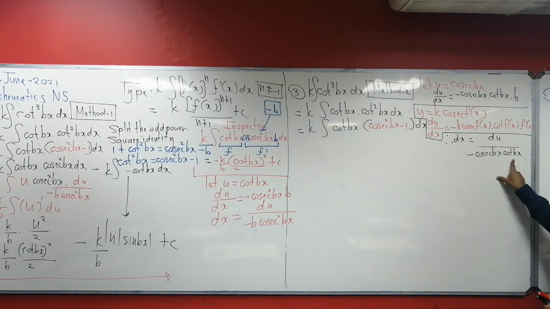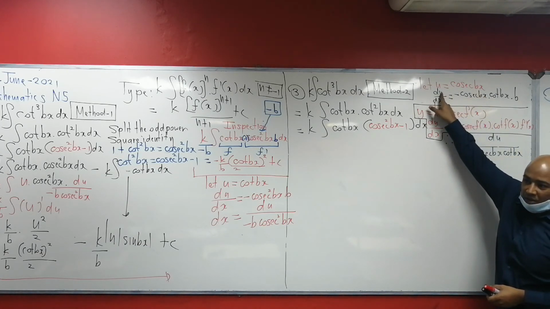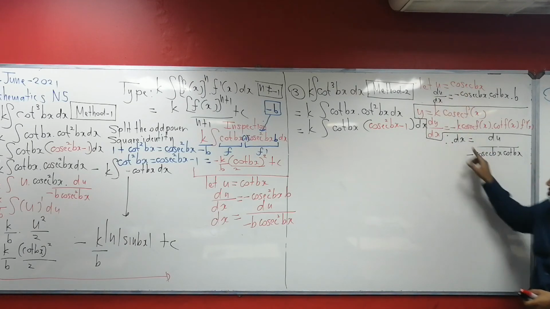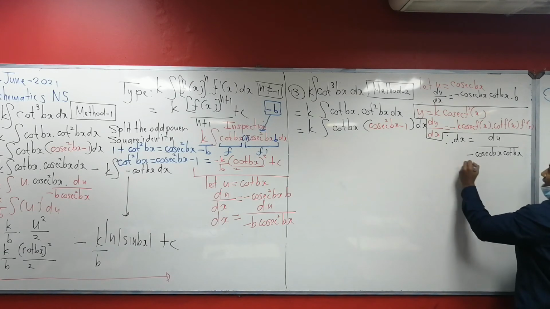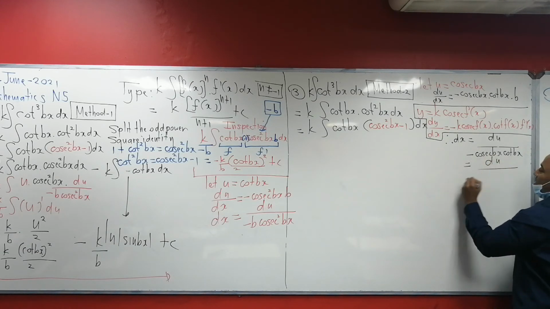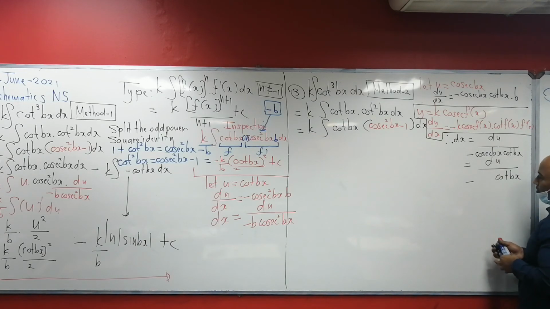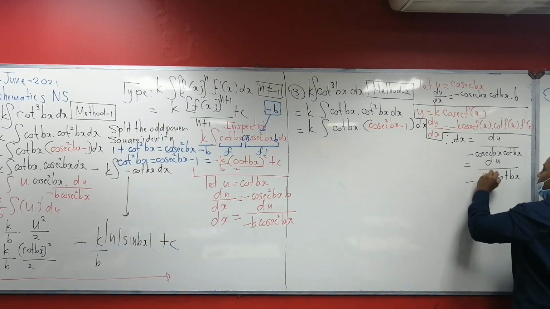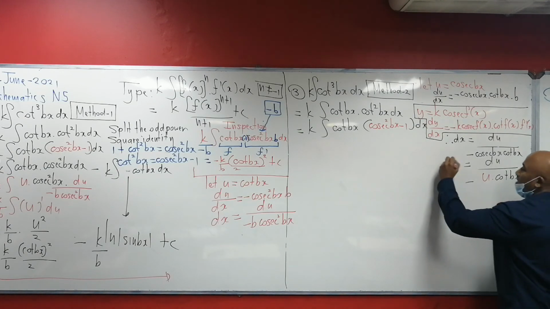But what was our substitution? That cosec is u. Remember, cosec is u. So I also have cosec here. That means wherever I see cosec, I need to replace it with u. Now we have our dx.